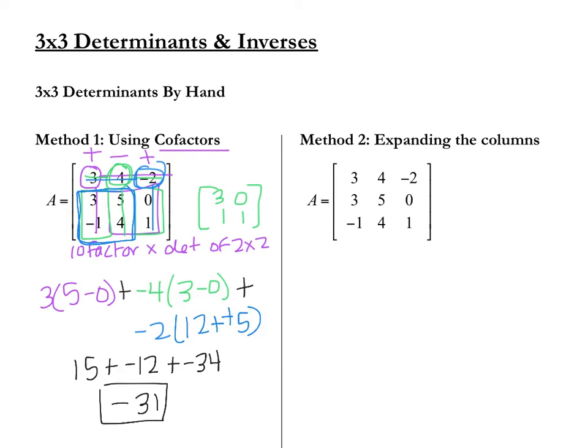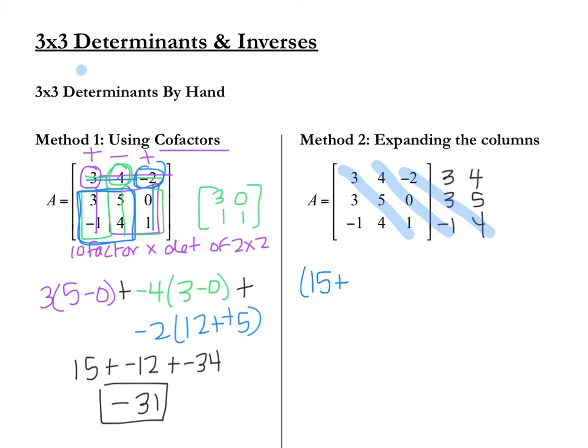Okay? That's one method of doing this by hand. The other method, which I find easier, this is the way I learned it in school, is you can expand the columns. We would take the first 2 columns and just rewrite them. So the first column is 3, 3, negative 1, and the next one is 4, 5, 4. And then we do this actually super similar to the 2x2s, but we have to do it 3 times. So you're going to do this diagonal, this diagonal, this diagonal. You're going to do the product of each of the diagonals added together.